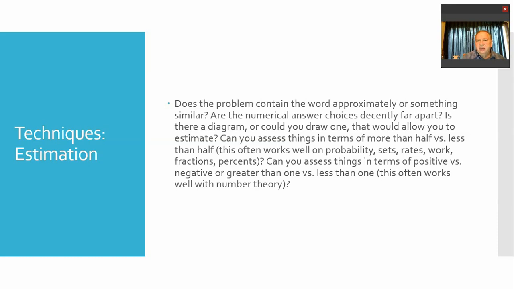Is there a diagram? Can we draw one that would allow you to estimate? If we're reading a graph, we can look at the scales and work between the scales. Can you assess things in terms of more than half versus less than half? More than half, less than half, approximately half. This often works well on probability, sets, rates, work, fraction, percent. Can you assess things in terms of positive versus negative, or greater than 1 versus less than 1? That often works well with number theory.